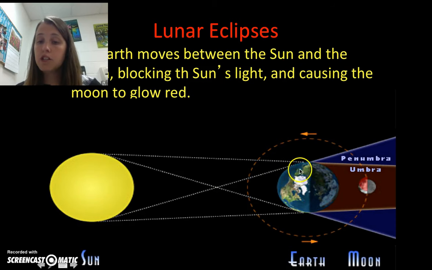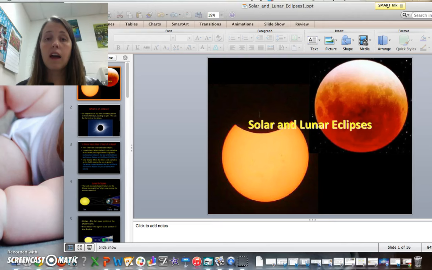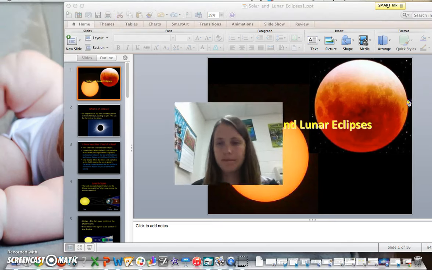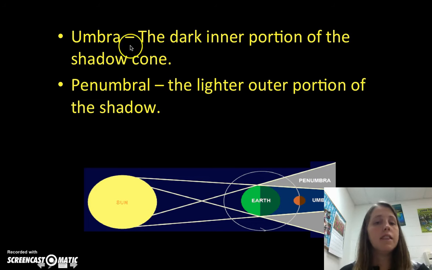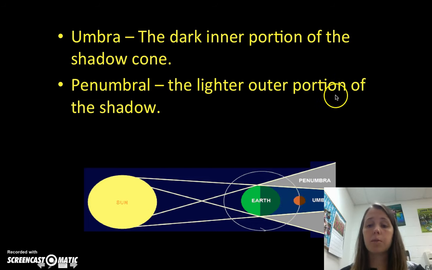The main shadowing that comes from the Earth is called the umbra, and the other shadowing is called the penumbra. The umbra is the dark inner portion of the shadow cone. So when you see the shadow, you're going to see there's a very dark area in the middle. And then the penumbra is the lighter outer portion.